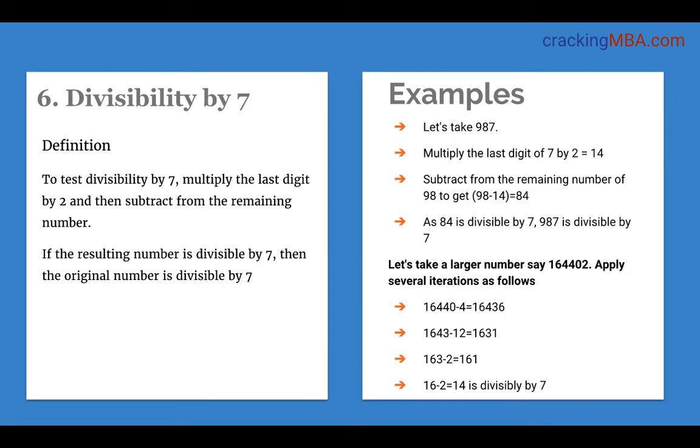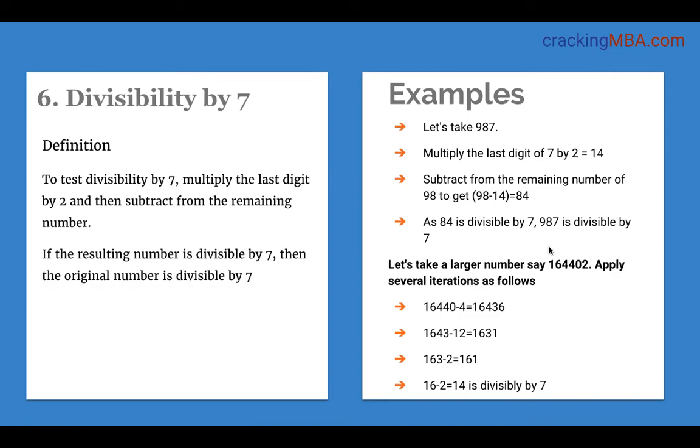Let's take an example to understand this. If we take 987, the last digit is 7 and the remaining number is 98. So we say 98 minus the multiplication of 7 by 2, which is 14. Let's see the steps. First multiply the last digit 7 by 2, which is 14, and subtract it from the remaining number: 98 minus 14 gives 84. Now 84 is divisible by 7, hence 987 is divisible by 7.